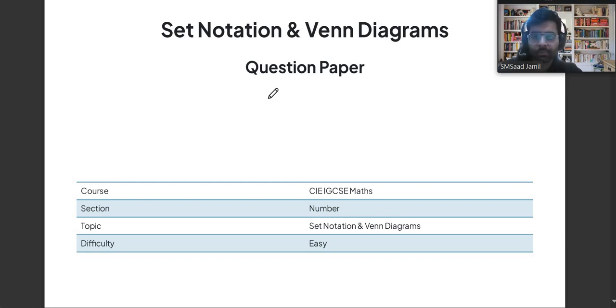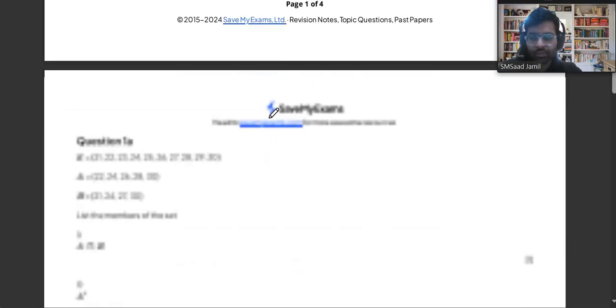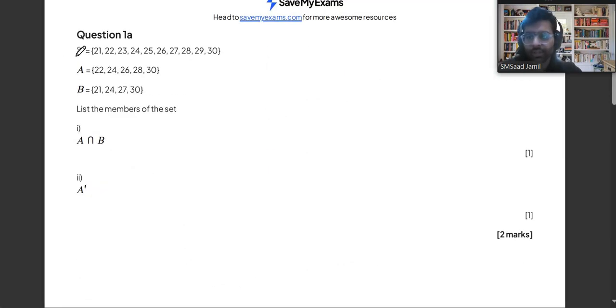The topic that we will be doing today is set notation and Venn diagram. These are easy questions. In the first question, we have been given the universal set. In the universal set, you have all the elements. Then we have set A, which consists of even numbers, and then we have set B, which has 21, 24, 27, 30. Now it says list the members of the set A intersection B.